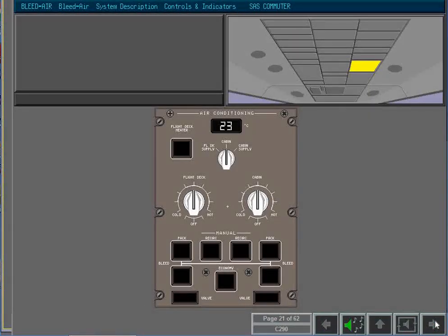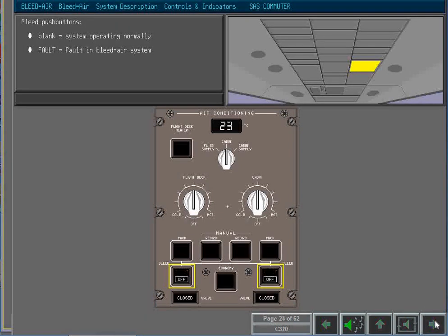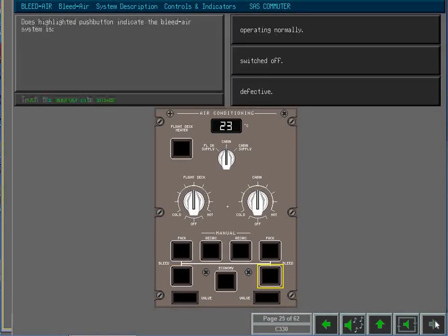Bleed air controls and indicators are located on the air conditioning panel, which is located on the overhead panel. When the bleed system is operating normally, the push buttons are blank. If a fault develops in a bleed air system, an amber fault annunciator is displayed. When the system is manually switched off, a white off annunciator is presented. Does the highlighted push button indicate that the bleed air system is operating normally, manually switched off, or defective?